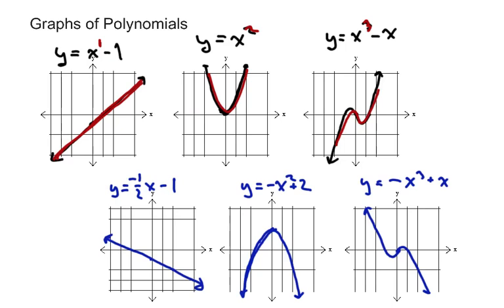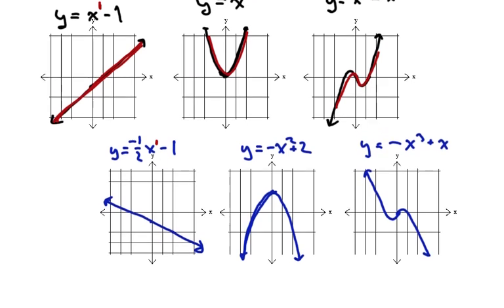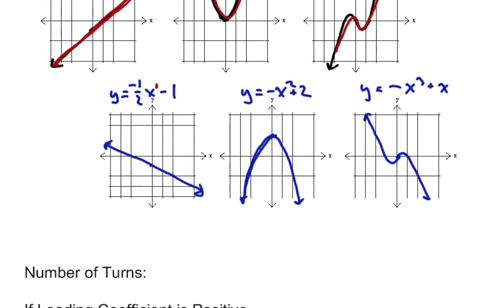And that works with all of them in the bottom here too, because we have a degree of 1, 0 turns. Degree of 2, 1 turn. Degree of 3, 2 turns. So the number of turns is going to be the degree minus 1.